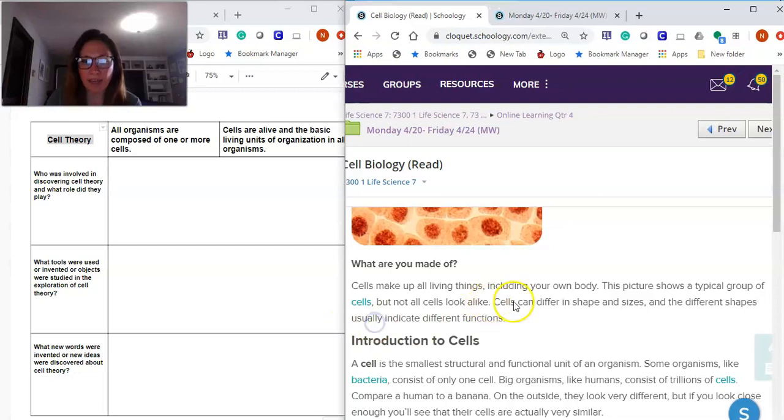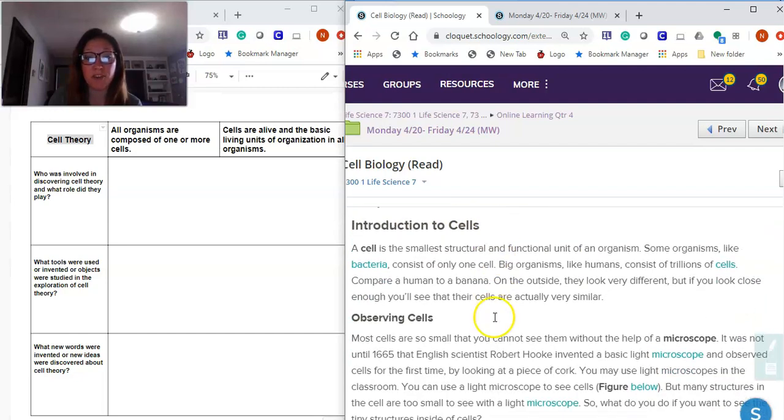Cells make up all living things, including your own body. This picture shows a typical group of cells, but not all cells look alike. Cells can differ in shapes and sizes, and the different shapes usually indicate different functions. Nothing I can put in my note-taking sheet yet, so I'm going to keep on reading.